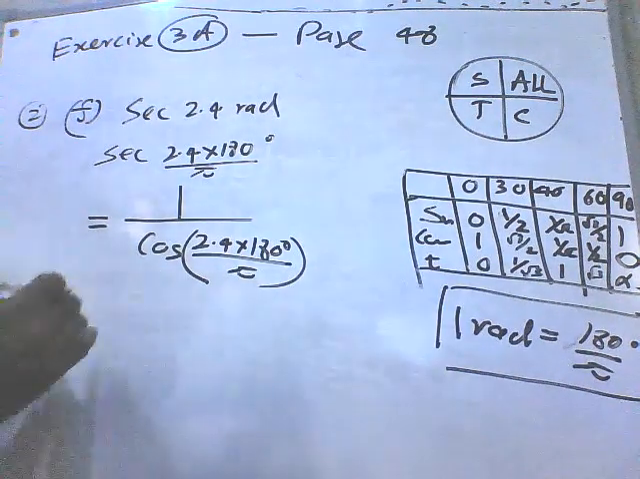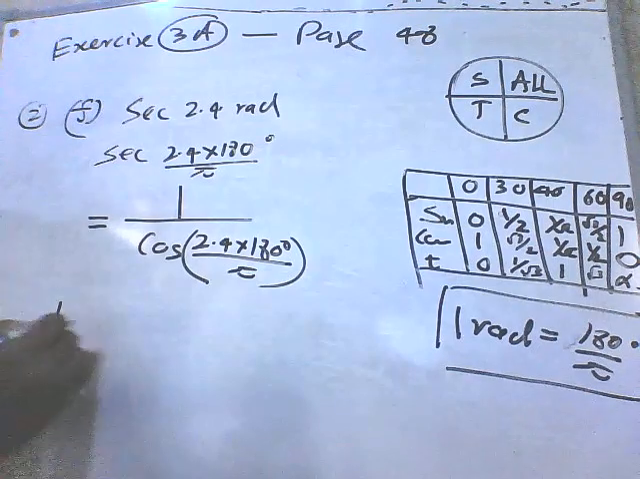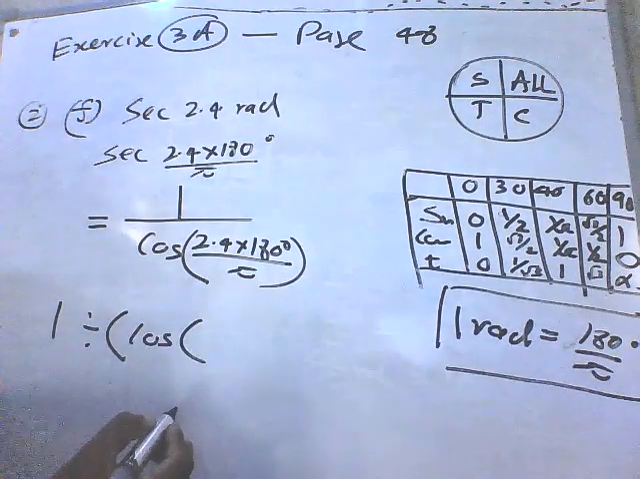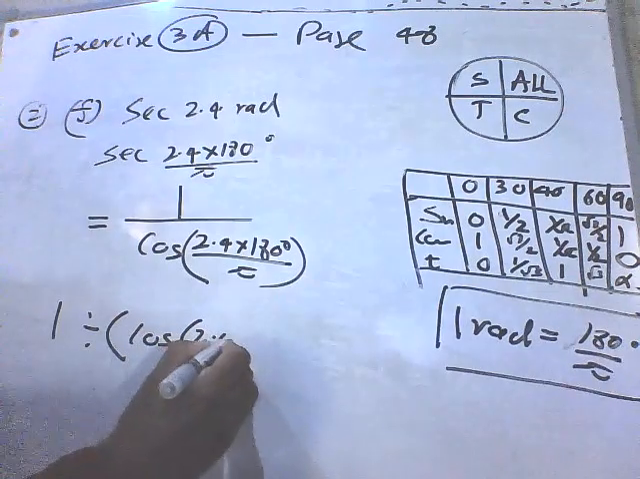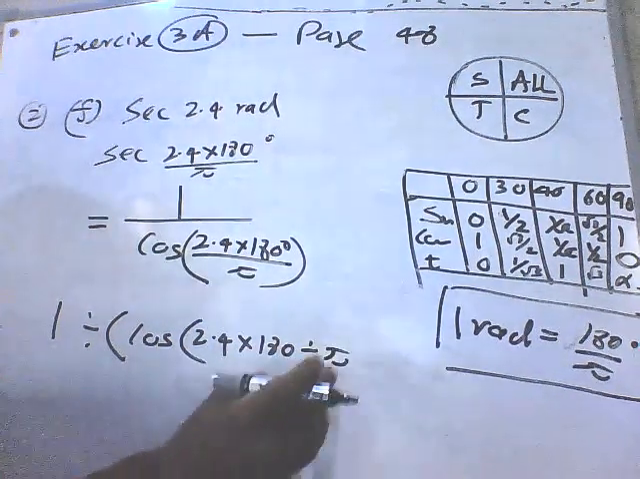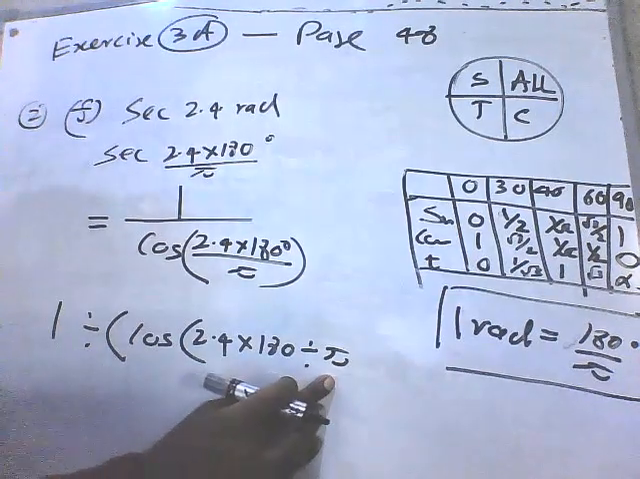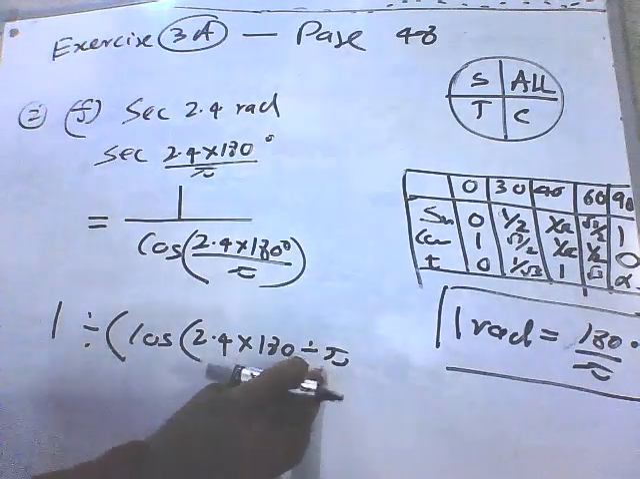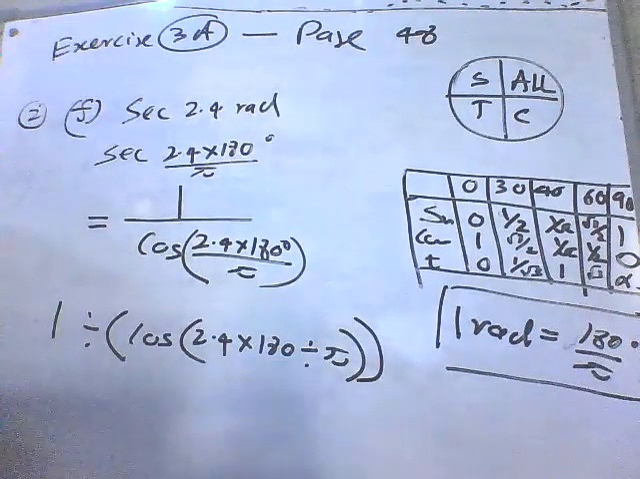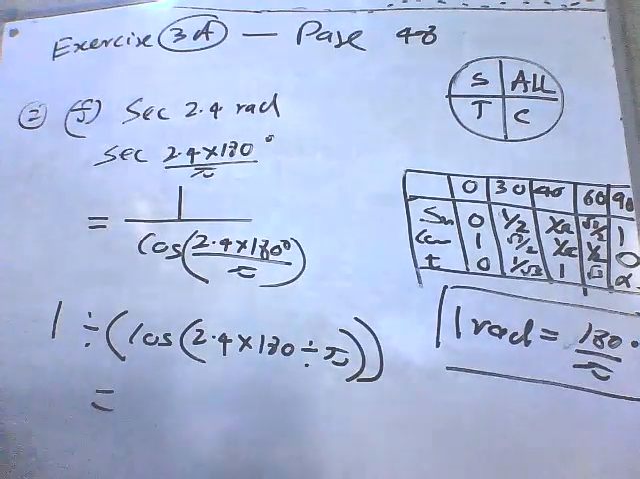So what you should do is press 1, divide by, open bracket, cos, and it will give another bracket. Then 2.4 times 180 divided by pi. Put the pi sign, don't put 3.14, better to use the value in the calculator. Close the bracket and get it. Then you will get an answer for this. The remaining questions of the second question you can do the same way.